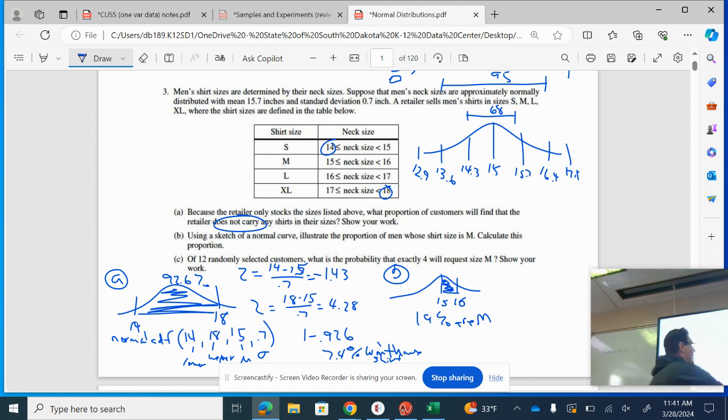So you either have to do your normal CDF, or you have to get 2 z-scores. I'm going to do the two z-scores, this one over this one. That's a 0 z-score, and the other z-score is 16 minus 15 over 0.7.